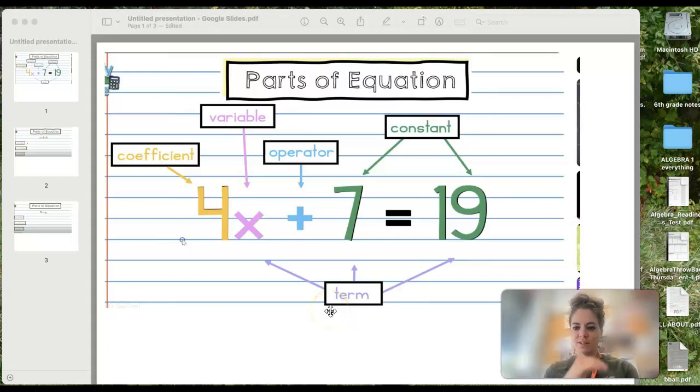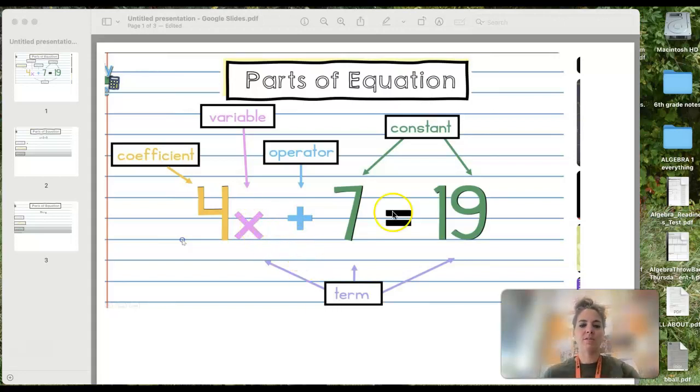Hi everybody, we are going to start Unit 3, which is on equations and solving equations. Just like our last unit, you will be expected to communicate your steps each part of the way. So we're going to start looking at the parts of an equation so that it's helpful when you are solving them and showing your steps.